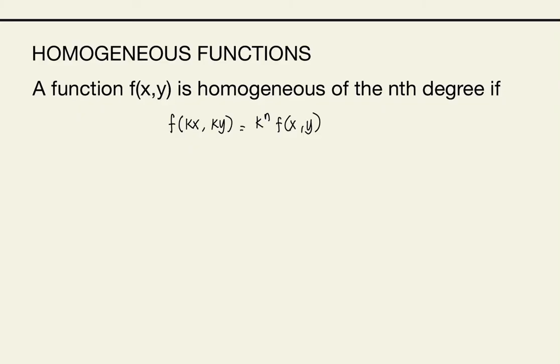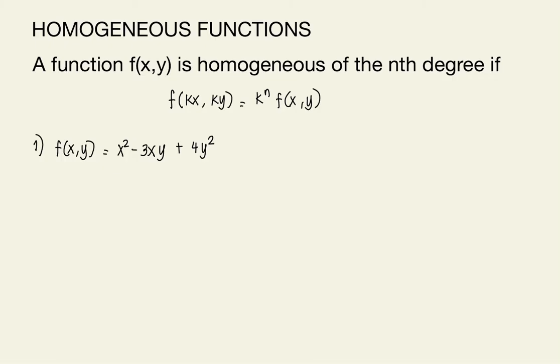For example, we are given the function f of xy is equal to x squared minus 3xy plus 4y squared. So we want to check if it's homogeneous and to what degree. So we are going to substitute all x's and y's with kx, ky. So substituting, that would now be kx quantity squared minus 3 kx ky plus 4 ky quantity squared.